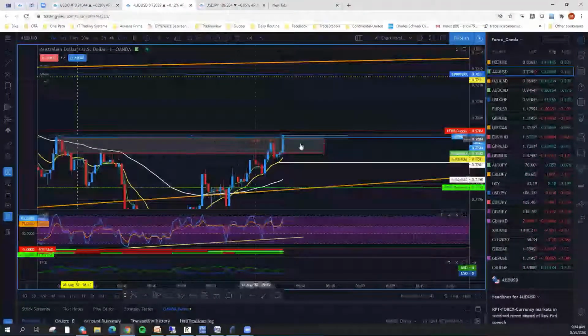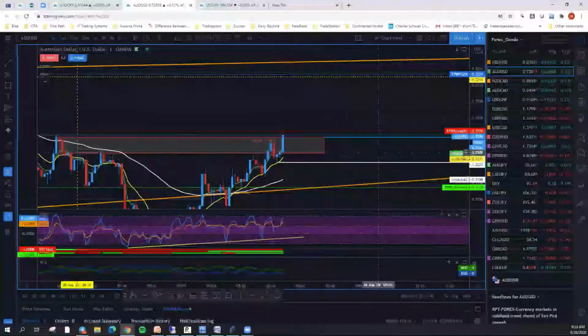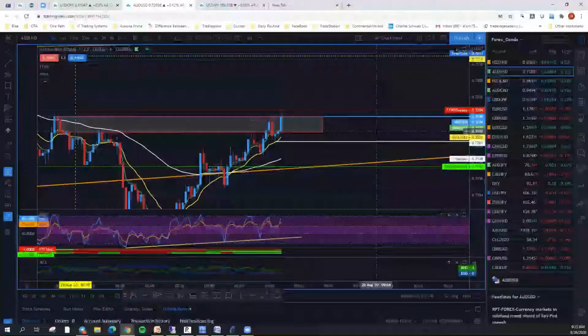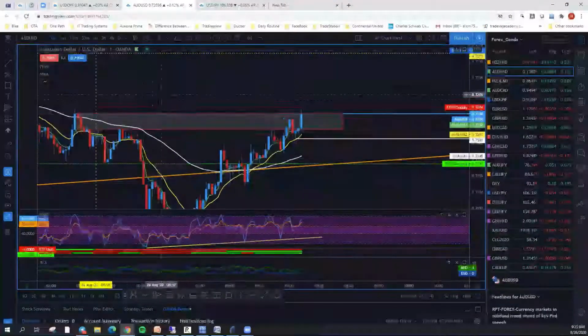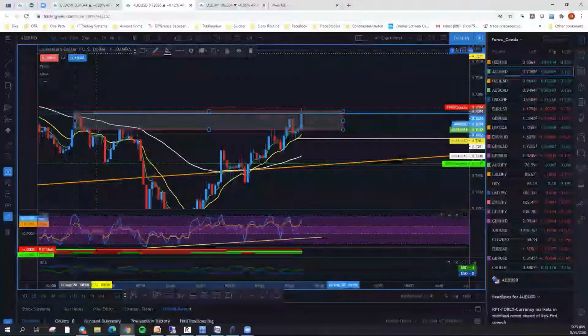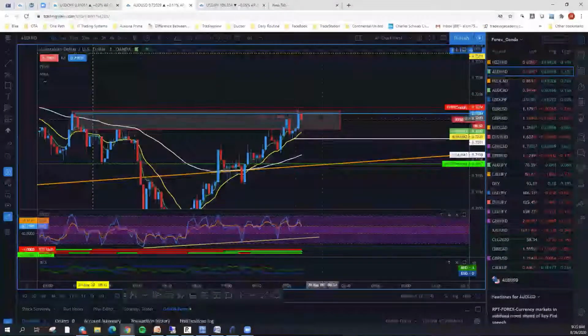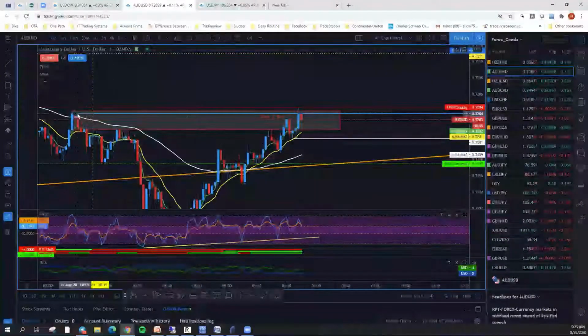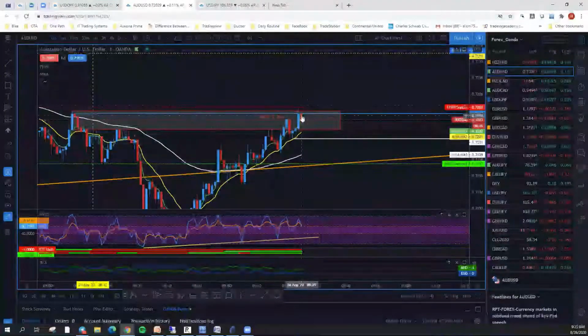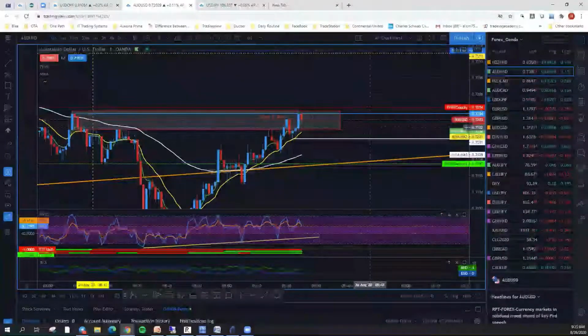If we get a close outside of this, here's the wick over here. Couldn't get the close right now. We did not get the close above this blue candle. We got a higher high, but it couldn't get the close. Not yet.